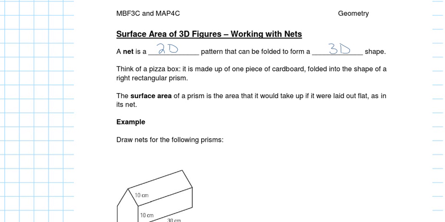Okay? Same as a pizza box, right? It comes as a flat 2D shape, and then you put it together to form that pizza box. And the surface area of a prism is the area that it would take up if it were laid out flat as a net. So if I open this up, find the area of all the sides, and add them all up, that will be my surface area.